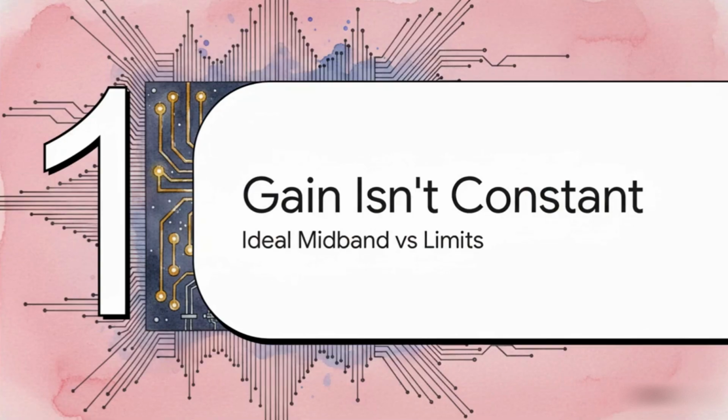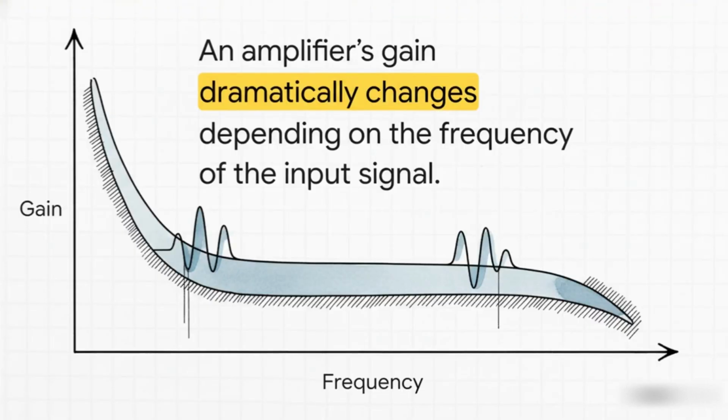All right, first things first. We have to get our heads around a core principle. An amplifier's performance is totally, critically tied to the frequency of the signal it's trying to amplify. And this right here is the key. That simple, flat gain we all learn about in school, that's just one piece of a much bigger puzzle. The real world is way more dynamic, and really understanding these changes is what separates a beginner from a pro.